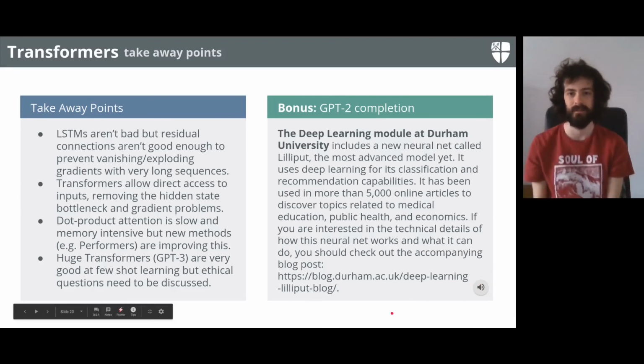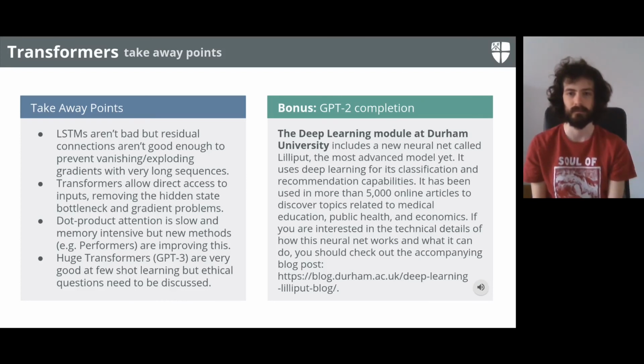The deep learning module at Durham University includes a new neural net called Lilliput, the most advanced model yet. It uses deep learning for its classification and recommendation capabilities. It has been used in more than 5,000 online articles to discover topics related to medical education, public health, and economics. If you are interested in the technical details of how this neural net works and what it can do, you should check out the accompanying blog post. https://blog.durham.ac.uk/deeplearninglilliputblog.